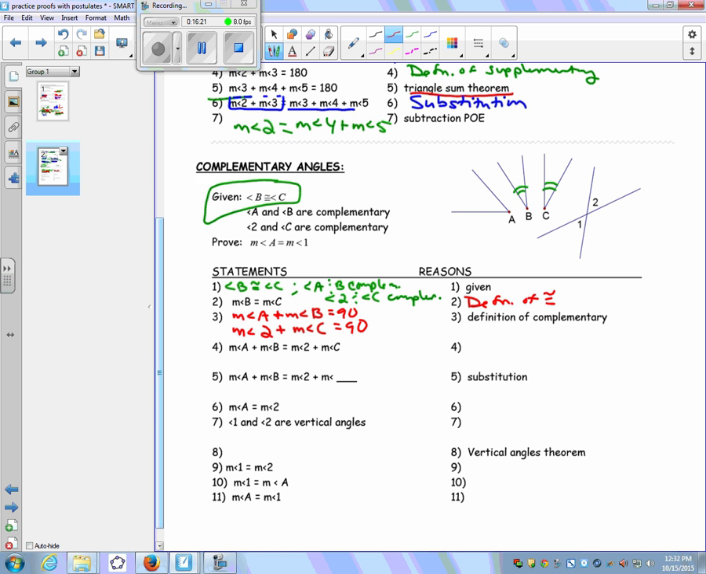Remember what we said up here? When you have two statements that are both equal to the same amount, you can set those two things equal to each other, which is basically what we're doing here. A plus B is here, and 2 plus C is here. So if two things are equal to the same amount, you can set them equal to each other by what reason? Substitution.